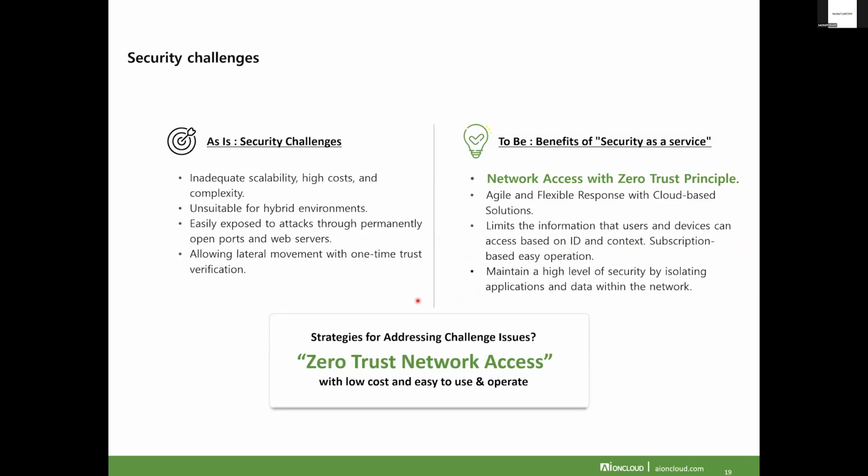So we can see here how our security challenges are being met. Before, we had inadequate scalability, high cost and complexity. Our networks were not suitable for hybrid environments. We were easily exposed to attacks through open ports and web servers, and lateral movement was allowed because of one-time trust verification. And now we have network access with zero trust principles, agile, flexible response, limits to information that users and devices can access based off of their ID and context, and a high level of security by isolating applications and data within the network.